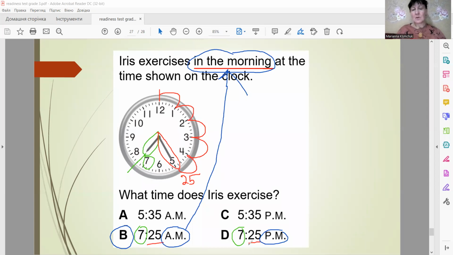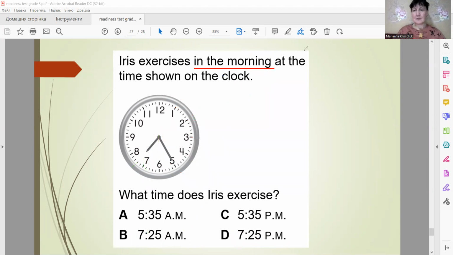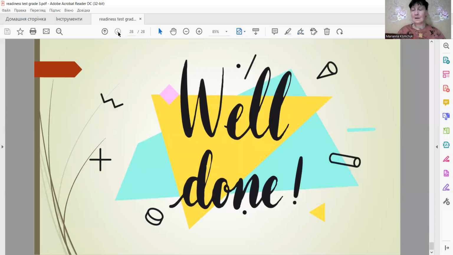Because D would be in the evening, okay? PM is in the evening. But if we read in the morning, we choose AM. Okay, and now for sure that's it. Well done. So be ready. On Sunday we are writing. Don't be afraid, okay? Everything will be okay. So good luck.